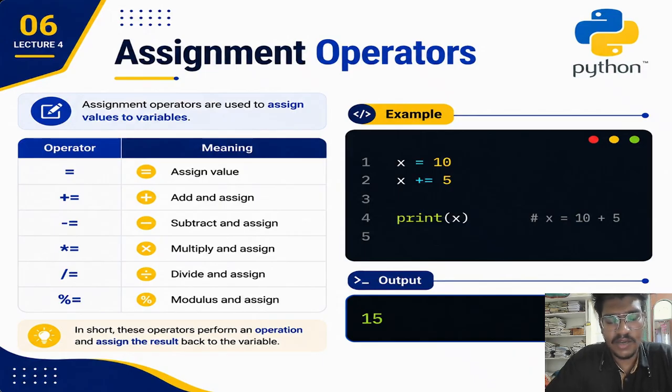The common mistake which beginners, or any experienced programmer, can make is writing plus equal to as equal to and plus. For example, num equal to plus 5 is valid but does something entirely different. It just assigns the positive value of 5. So remember the order: plus equal to, minus equal to, star equal to, etc.